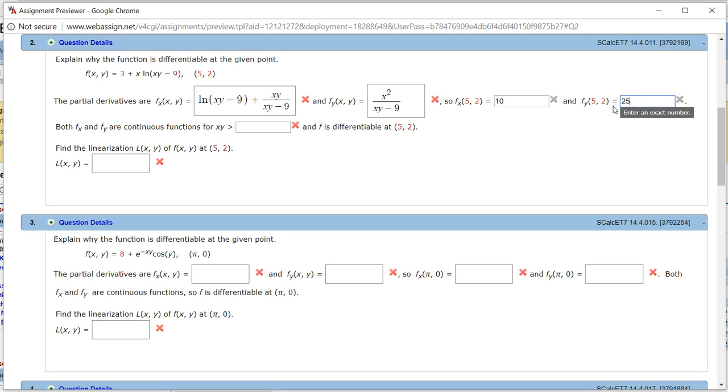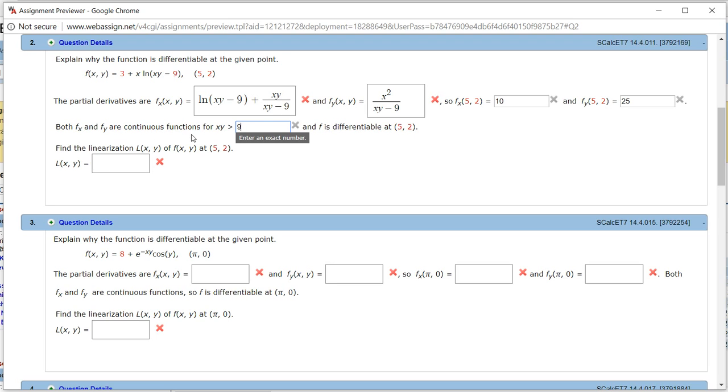It says that both the partial with respect to x and the partial with respect to y are continuous functions for x greater than or equal to... So we have to make sure that xy minus 9 has to be positive, so xy has to be greater than 9. And f is differentiable at (5, 2).